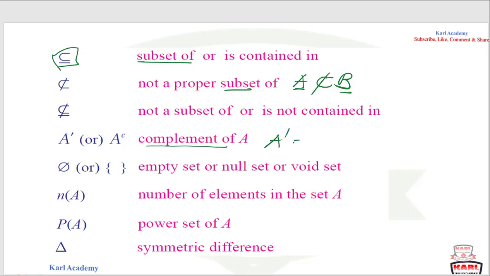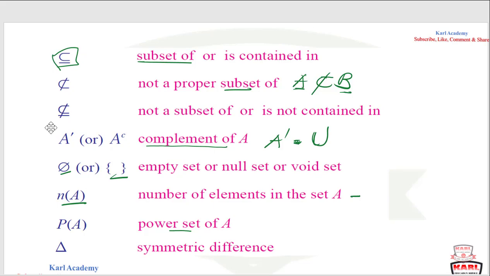Then A complement. These are the elements that are not contained in A but are in the universal set. There's the empty set. Then the number of elements in a set, we're talking of cardinality. Then power of a set. Then we have this one that shows the symmetric difference. We shall cover them in the future.